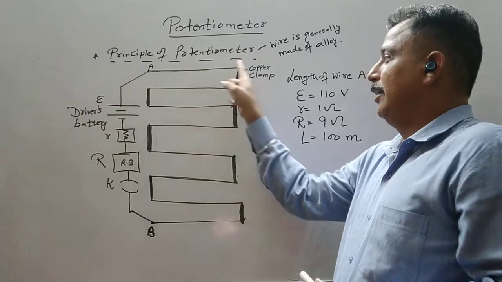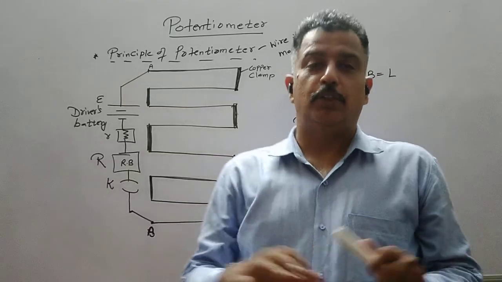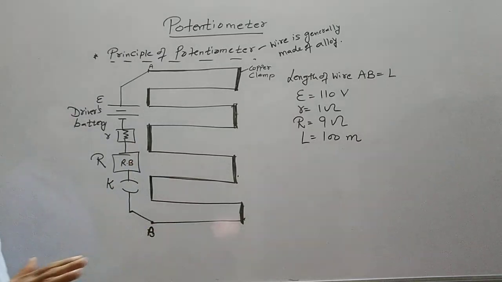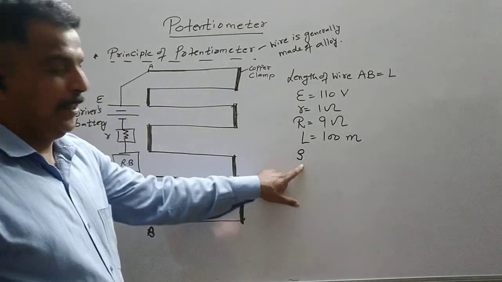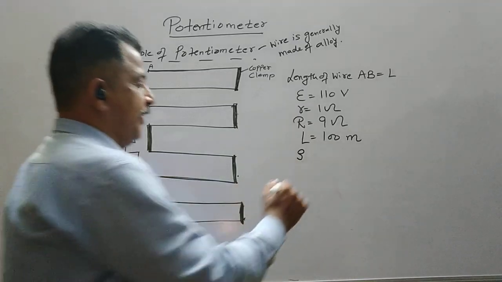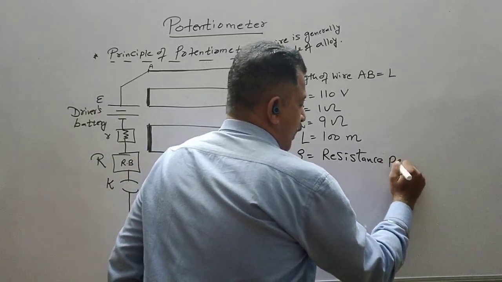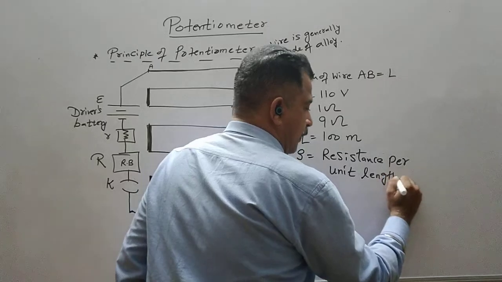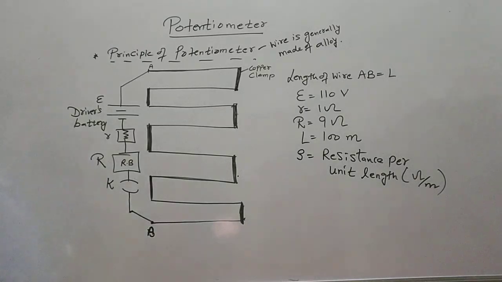Now this wire should have a uniform cross section throughout. So this wire is very long and we assume that its cross sectional area remains the same. So we introduce that term. Again it is not a resistivity, it is read as resistance per unit length. So its unit becomes ohm per meter. So this is the resistance per unit length.